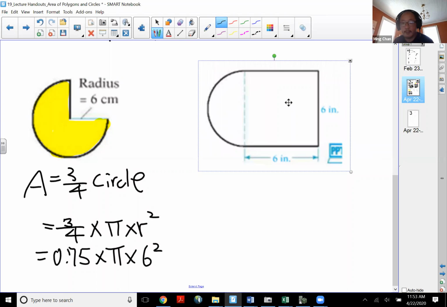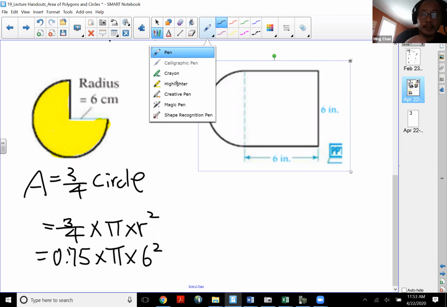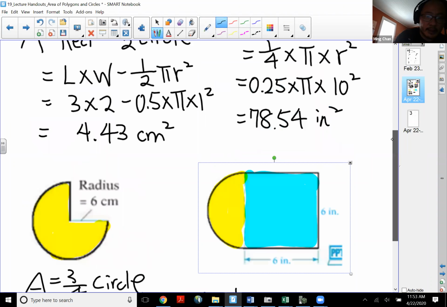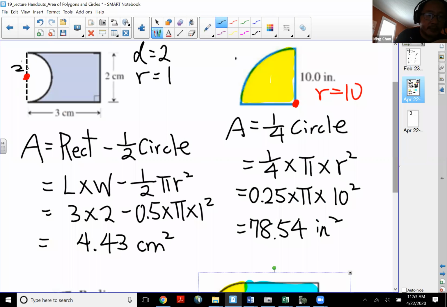Now this one, what you see is what you do. This one is actually half a circle placed right next to a square. All right. So if one shape is placed right next to another shape, then we will add their areas. Like this one. If one shape is within another bigger shape, we subtract their areas.